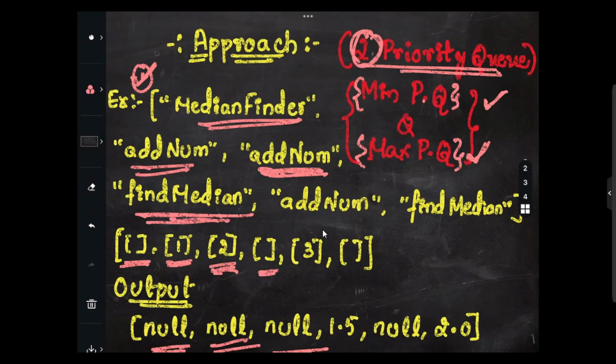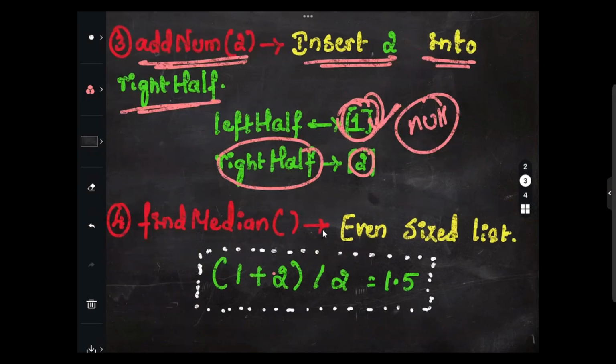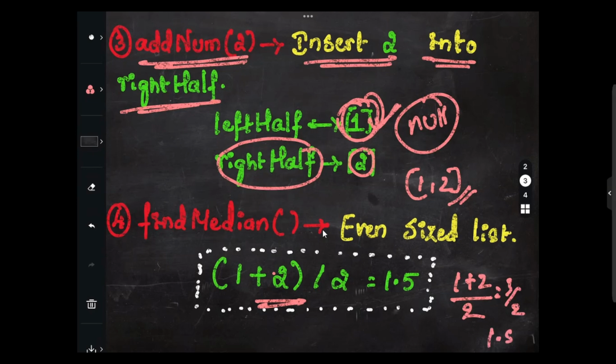Find median of this one. Empty braces they have given. So we have to find the median, right? This is an even size list because we have 1 and 2. So 2 is even, right? I have read this multiple times: if the list has an even number of elements, the median is the average of the 2 middle elements. We have only 2 elements, so 1 plus 2 by 2. This will be 3 by 2, nothing but 1.5. So we have got 1.5 here in this case.